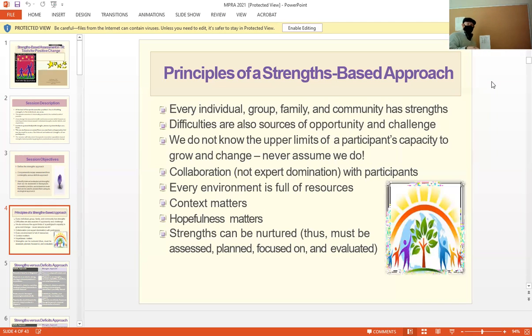We need to realize that strengths can be nurtured and improved. And if that's going to be the case, just like everything else we do, it needs to be trackable. So we need to assess to get a baseline of where they are on their strengths. We need to do planning to figure out how we can enhance that. We can focus on strengths, which is something that we tend to not do a lot of times. And evaluation, obviously, that's where we see whether or not these strengths are being nurtured and improved upon.